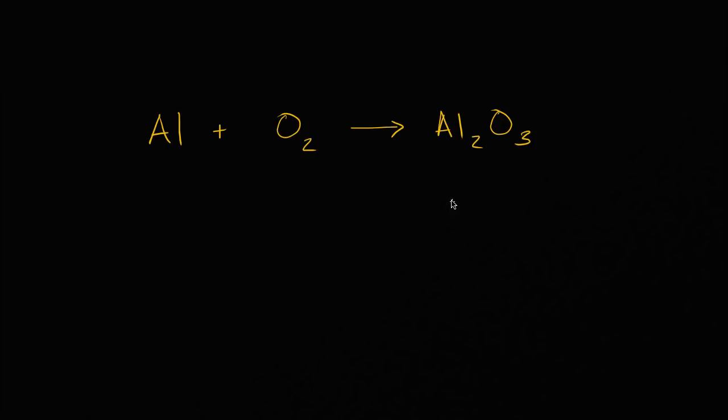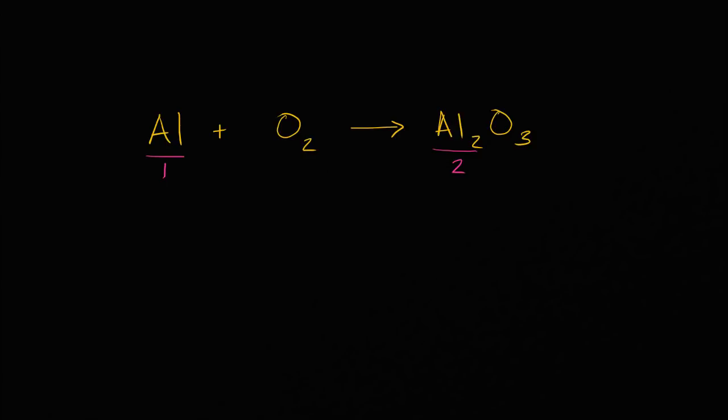Well, if you look carefully, you might notice that you don't have the same number of each atom on both sides. So, for example, right over here on the left-hand side, how many aluminums do we have? Well, on the left-hand side, we have one aluminum. How many do we have on the right-hand side? Well, on the right-hand side, we have two aluminums. And so aluminum just can't appear out of thin air by virtue of some magical reaction. You have to have the same amount of aluminums on both sides.